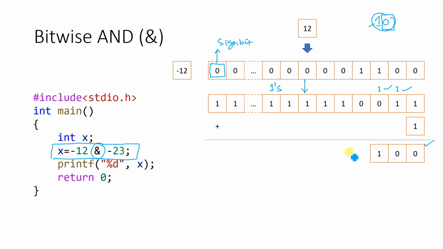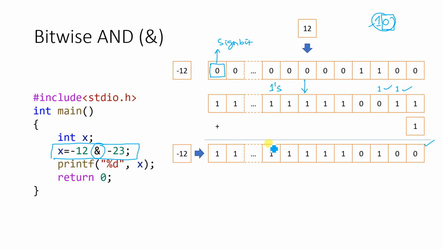So all these bits have to be represented over here. So I have represented all these numbers. Now what is this? This is actually the minus 12. Okay, the representation of minus 12 in the memory.